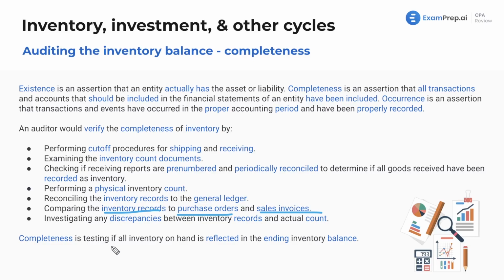Now, lastly, completeness is testing if all inventory on hand is reflected in the ending inventory.